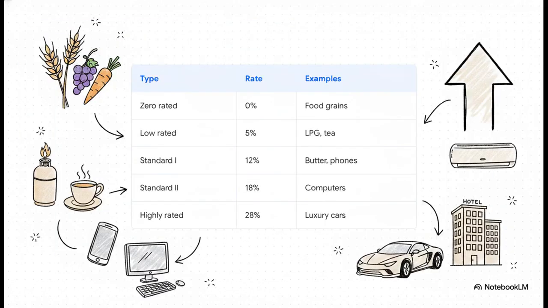It's really fascinating how the government prescribes these different tax slabs because obviously not everything is taxed the exact same way. Essential items like your everyday food grains, fruits, and vegetables, they are zero rated at a wonderful 0%. Commonly used daily items like an LPG cylinder or tea are low rated at 5%. Then we jump to the standard slabs, 12% for consumer goods like butter and mobile phones, and 18% for computers and courier services. And finally, luxury items. Think ACs, luxury cars, 5-star hotels. They're highly rated at 28%. The whole system is deliberately designed to tax basic necessities less and luxury goods more.